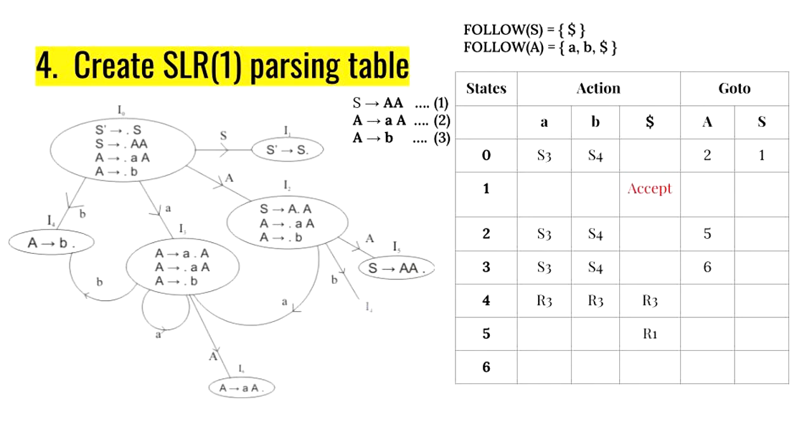State I6 contains A derives AA dot, which is grammar number 2. So we will write R2 in the follow of the left hand side of the grammar. Follow of A is A, B and dollar. Therefore we write R2 under the columns of A, B and dollar. This is the complete parsing table of the SLR1 grammar. It does not contain multiple entries and it also does not contain RR and SR conflicts. Hence the grammar is an SLR1 grammar.